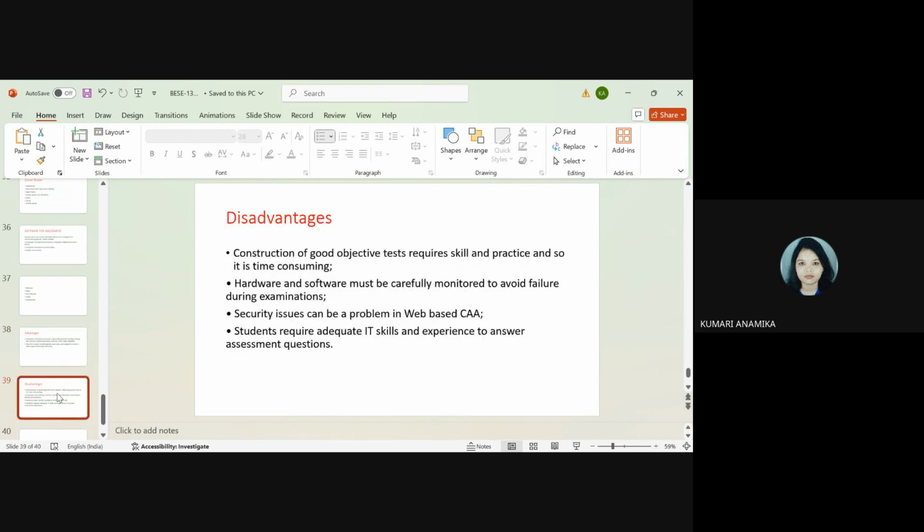Then we will see what is the disadvantage of these online assessment tools. Construction of a good objective test requires skills and practice, and so it is time consuming. Hardware and software must be carefully monitored to avoid failure during examination. Many times systems shut down or problems happen. Security issues can be a problem in web based CAA, and students also require adequate IT skills and experience to answer assessment questions. These are the problems one faces while using online assessment tools.